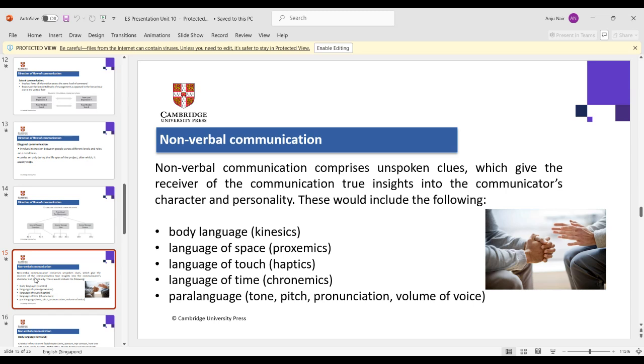The third one is the language of touch. Depending on the kind of intimacy and the relationship that you have, sometimes you pat a person's back, you shake hands. So how you shake hands also matters. It may be a limp handshake. If you're very confident of the relationship, you give a firm handshake. Then the language of time, which is known as chronemics.